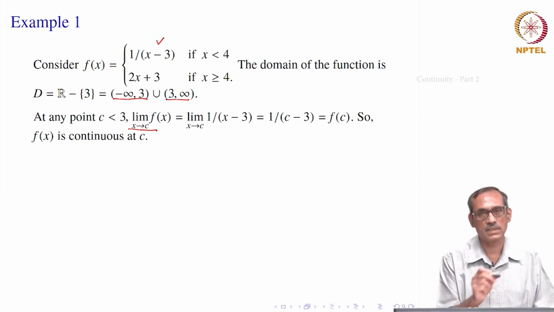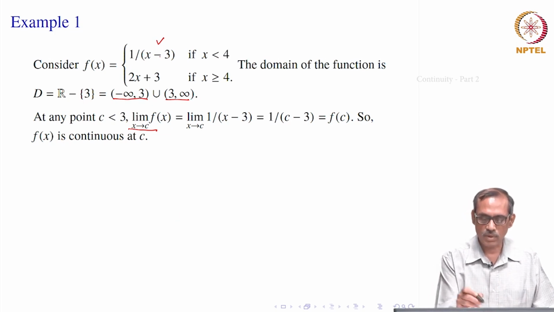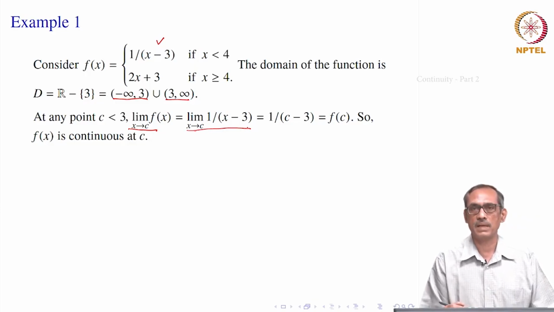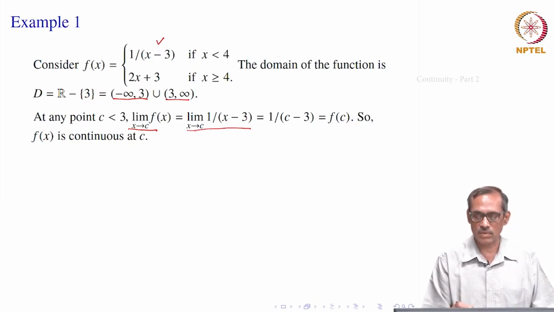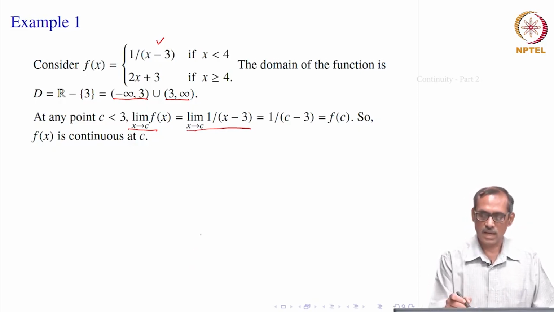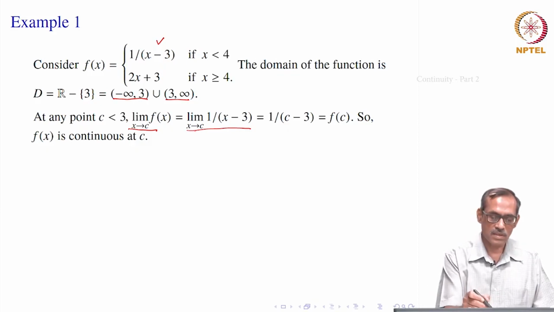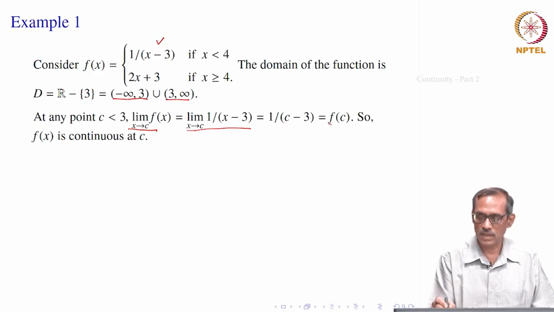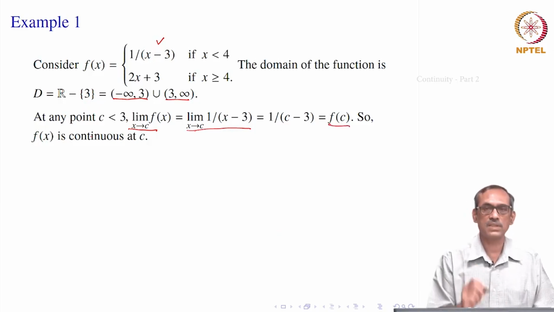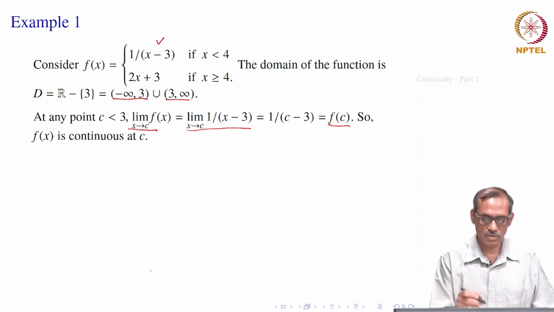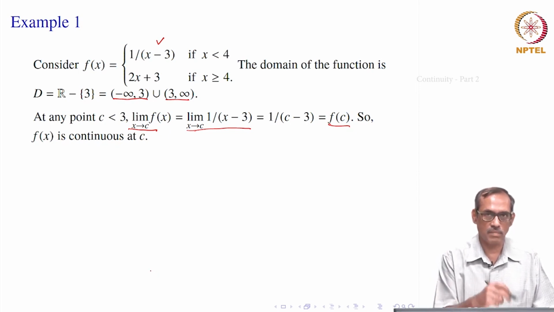Then you take the limit of f x, x goes to C. But the first one is applicable. So, the limit as x goes to C of 1 divided by x minus 3 is meaningful, x is not equal to 3, it is less than 3. So, the function is well defined, and as we know from the algebra of limits, its value will be 1 divided by C minus 3. But at C, f of C is also equal to 1 by C minus 3, that is equal to the limit. Therefore, it is continuous at C. So, you see the limit notion helps instead of going back to epsilon delta.